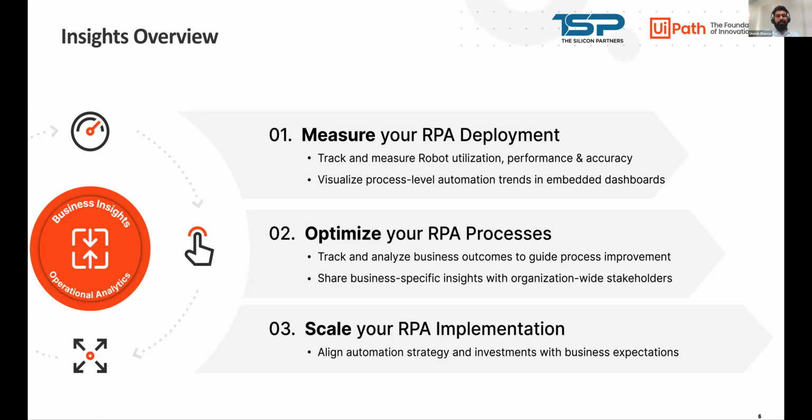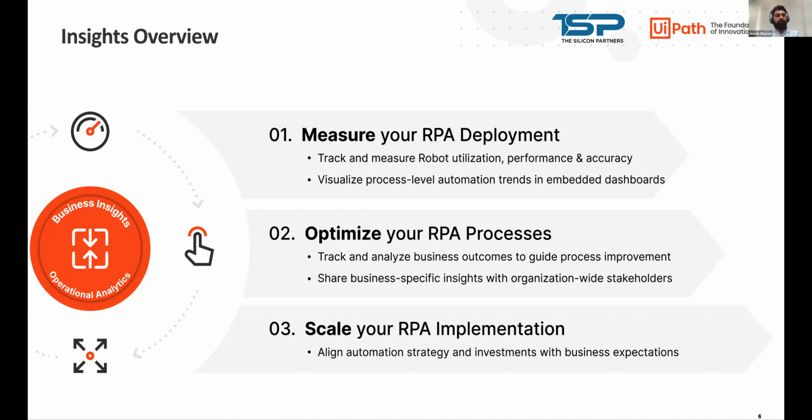UiPath Insights provides powerful tools to track and measure the utilization, performance, and accuracy of your robots. We can also monitor how efficiently these robots are being used and identify any underutilized resources, like if any robots are not utilized fully or if there is any bandwidth available. The platform also allows you to visualize process level automation trends through embedded dashboards and forecasting. This means you can see real-time data on how your automation processes are performing and make informed decisions to improve efficiency.